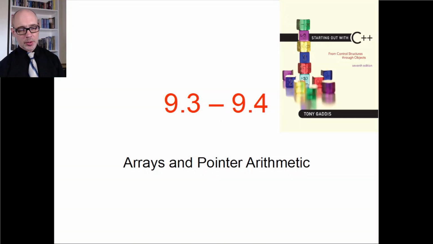Hey there, in this video we are talking about arrays and pointer arithmetic in C++, and this covers sections 9.3 and 9.4 in the Gaddis C++ book. So at this point, based on the two prior videos that we've done, we know that pointers store addresses in the memory system. They're just numbers. And on the other hand, dynamic memory is interesting to store really big data structures as arrays. So the point of this lecture is, how do arrays and pointers interact? What is the relationship between them?